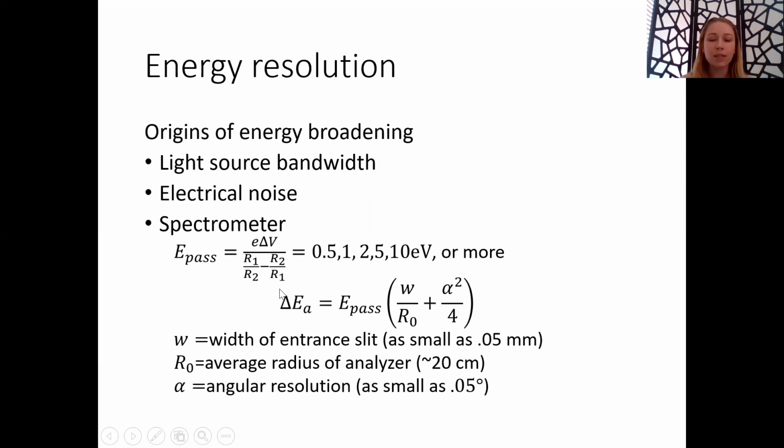So basically, this equation relates the energy resolution to various attributes of the spectrometer, some of which are fixed, such as the radius, and some of which are controllable in an experiment, such as the pass energy and the entrance slit width. But energy resolution can also come from electrical noise and the light source. So the spectrometer is only a portion of the puzzle.